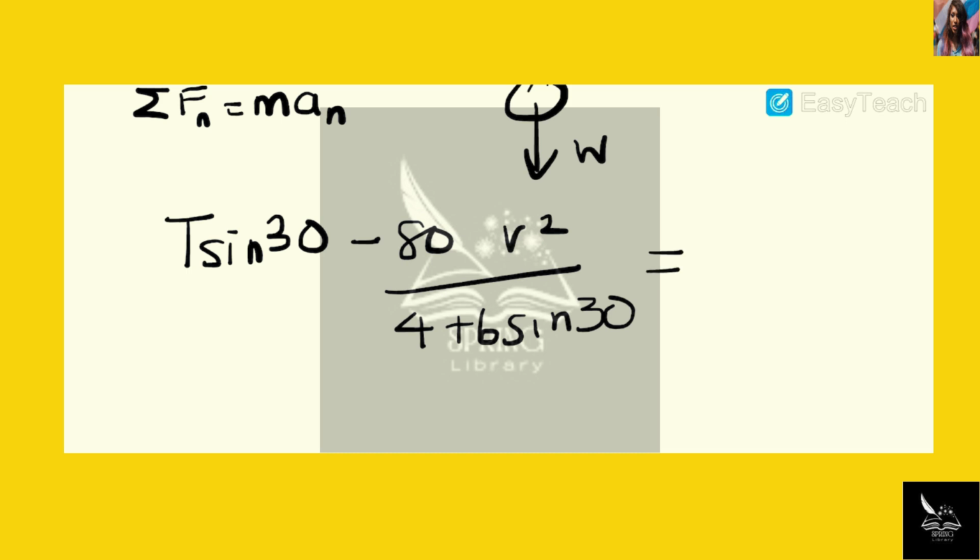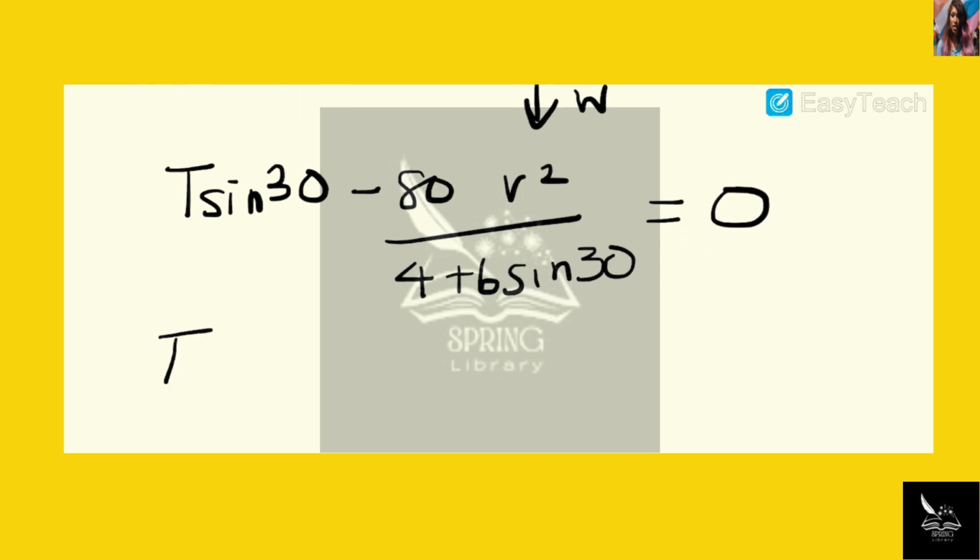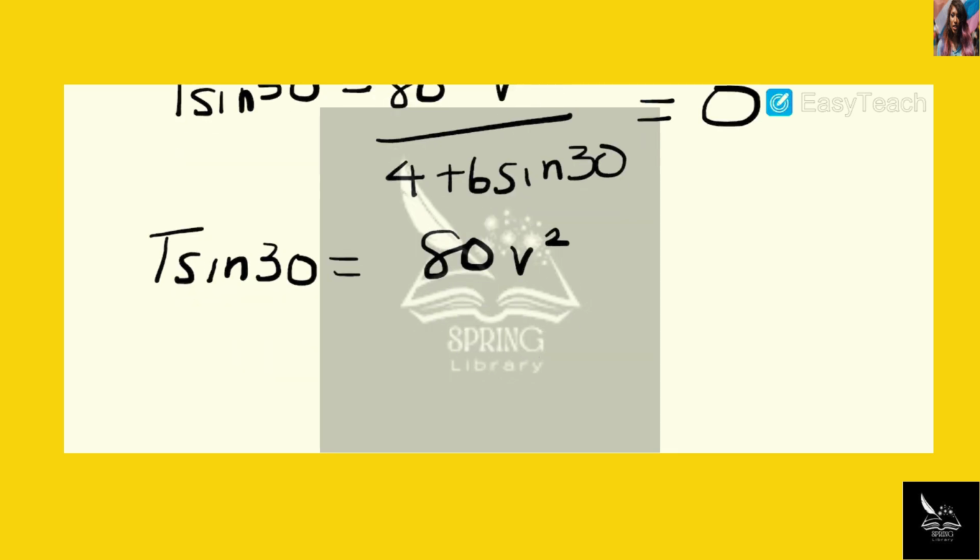So we know that this is equal to 0. Therefore we can say that T sine theta, or T sine 30, is equal to 80 v squared all over 4 plus 6 sine theta.